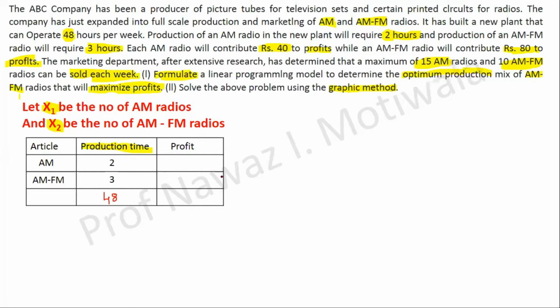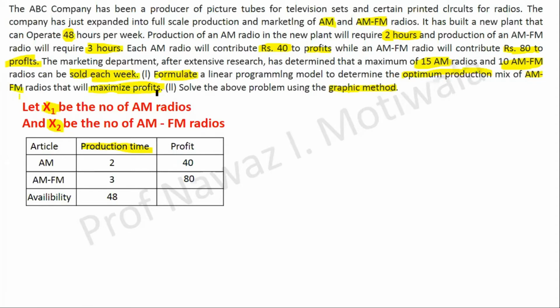And the profit related to the same is given as: for AM radio it will contribute rupees 40, and for AM/FM it will contribute 80. And as I have said, availability of production time is only 48 hours. I have just converted the statements into a tabular form. Now let us start with the formulation part.